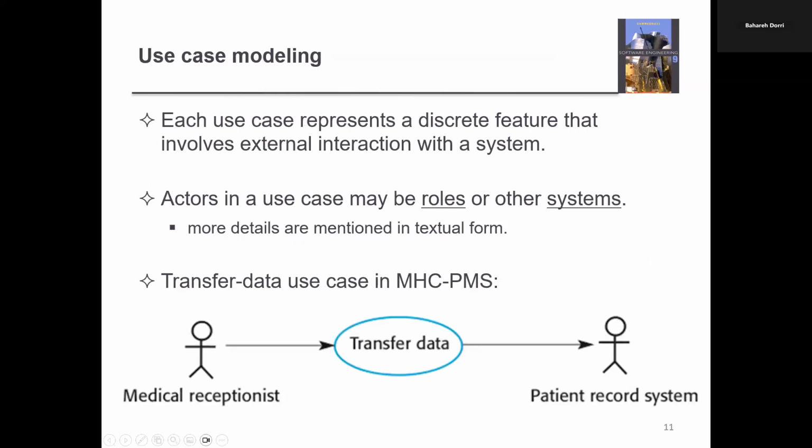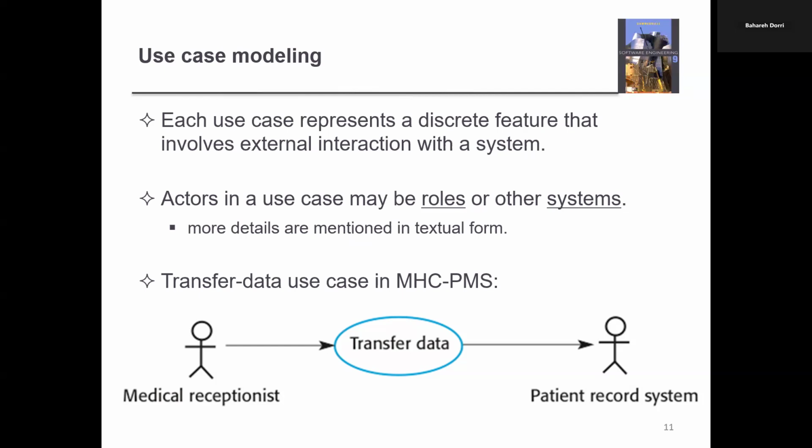So now let's talk more about the use case. These are one of the fundamental tools in UML modeling. Each use case describes a single specific feature of the system that's triggered by an external interaction. Think of it like a function that the system provides to an outside actor. For example, login, schedule appointment, or transfer data. Each of these could be its own use case.